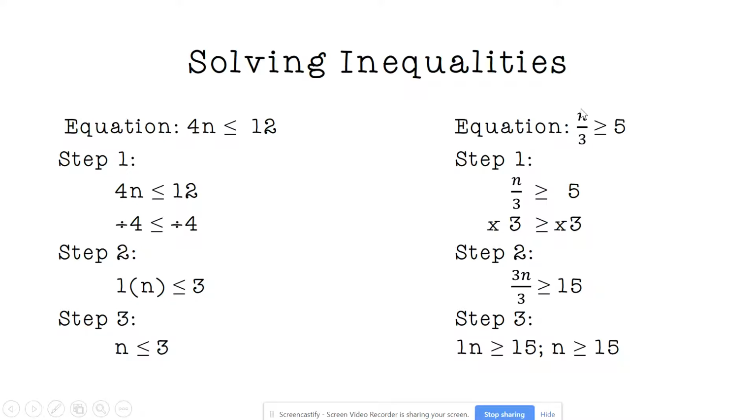In this one, we have n over 3 is going to be greater than or equal to 5. Same thing. We want to do the opposite operation. And here we're dividing, so we're going to multiply by 3 on both sides. When we multiply, we have 3n over 3, and 5 times 3 is going to be equal to 15. When we divide 3 by 3, we get 1n. It's greater than or equal to 15, or n is greater than or equal to 15.